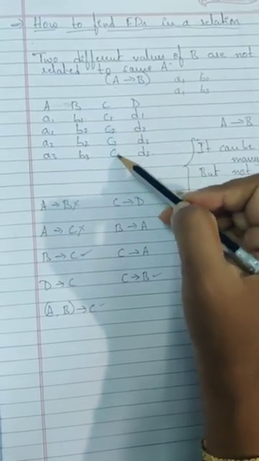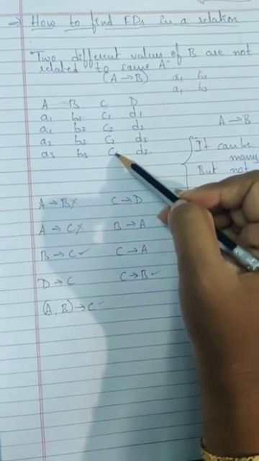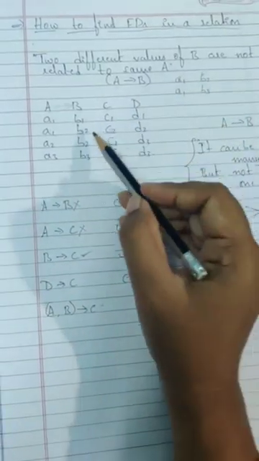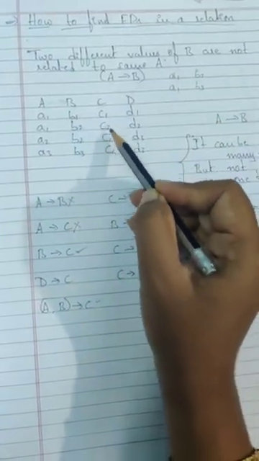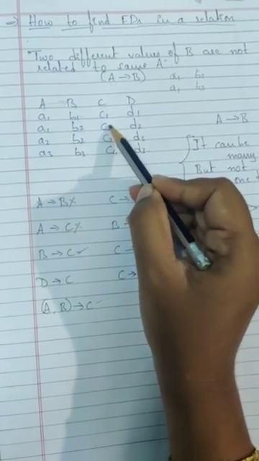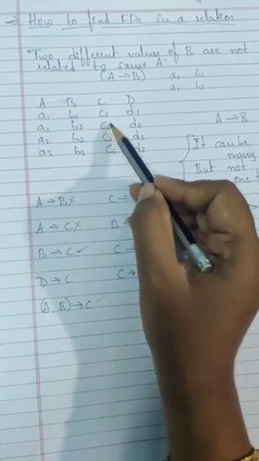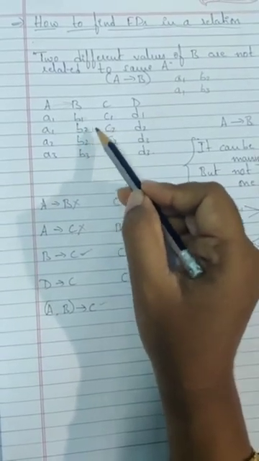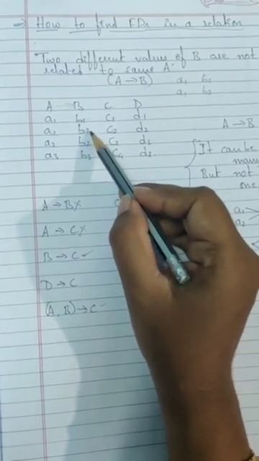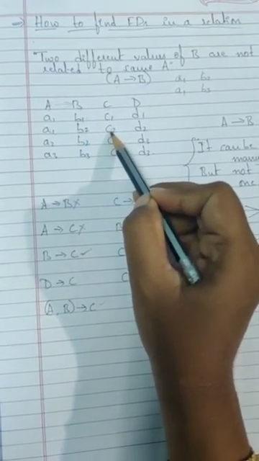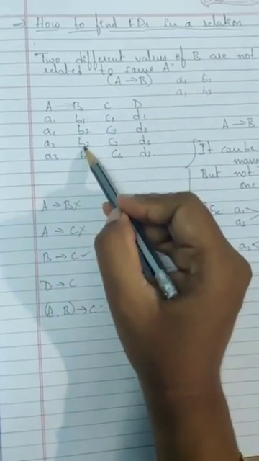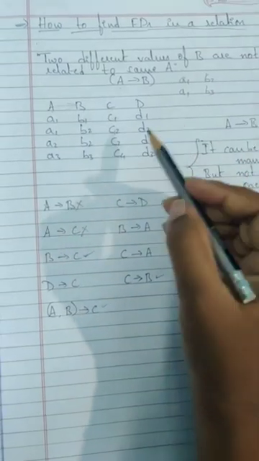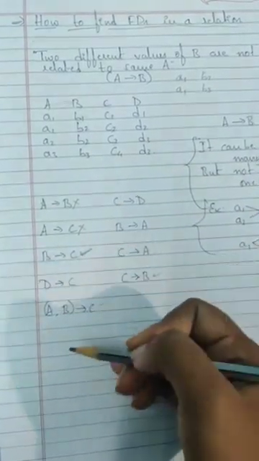Two different values of C are not related to the same B. That is also true. But here you can check C2, C2. It is not two different values, but the same value C2, C2, which can be determined by B2, B2. That means, for example, USN B2 can determine, for example, Ram. Same USN, same name we have. So this is a valid functional dependency.